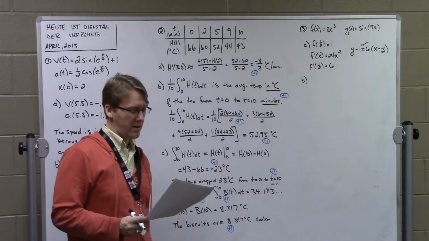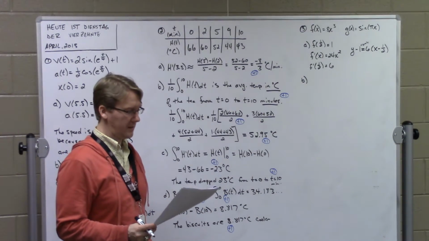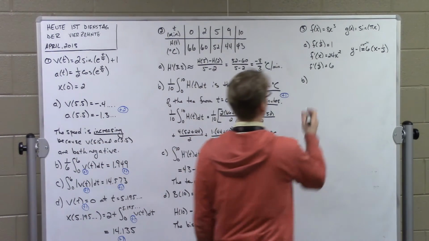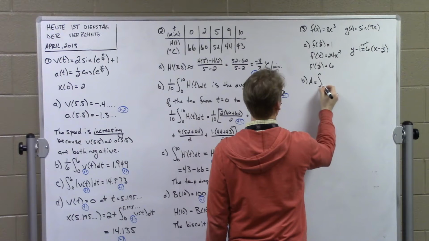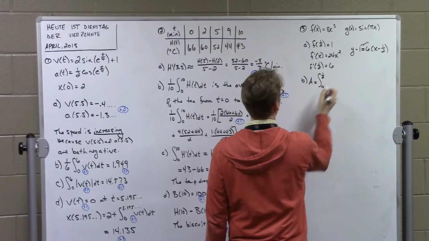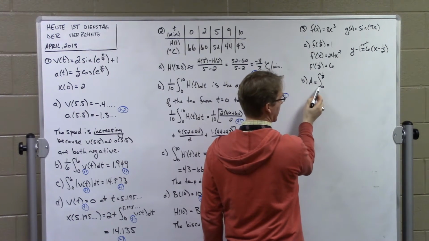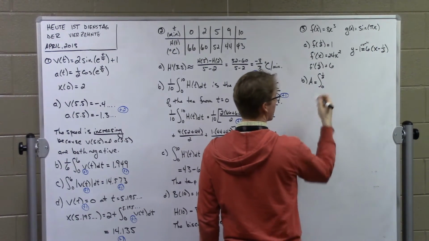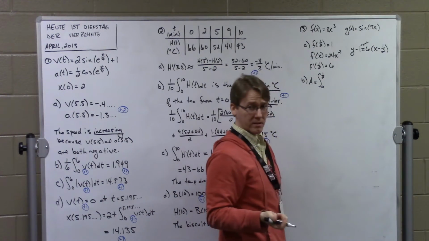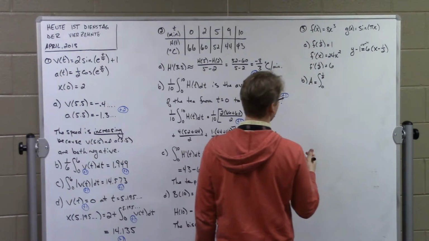B, find the area of R. Okay, so A equals the sum from 0 to 1/2. By the way, this is not a sum, I know what you mean, it's the integral. I always say summation, the sigma thing, but it's an integral or antiderivative, or whatever you wanna call it.